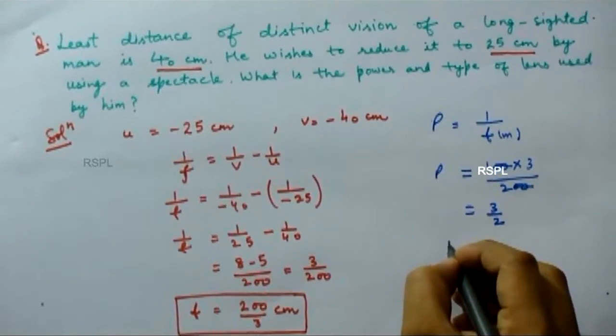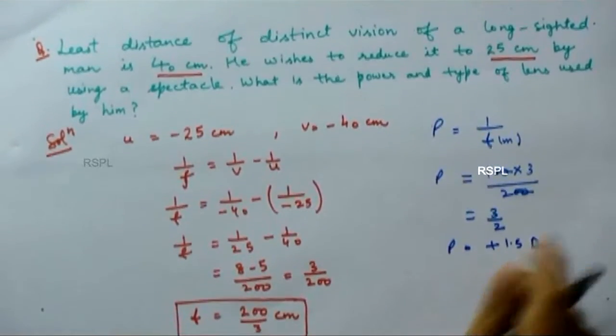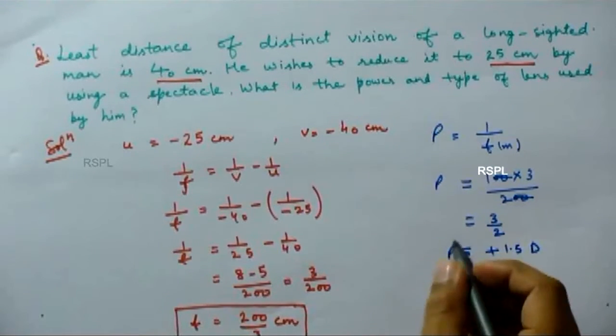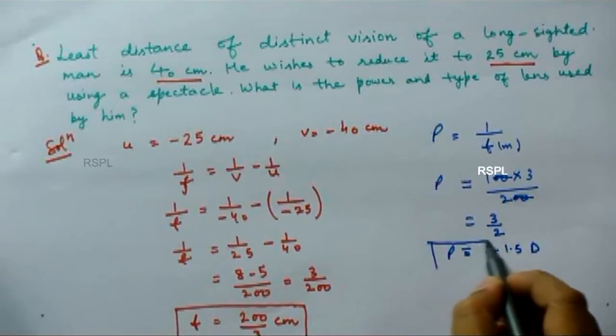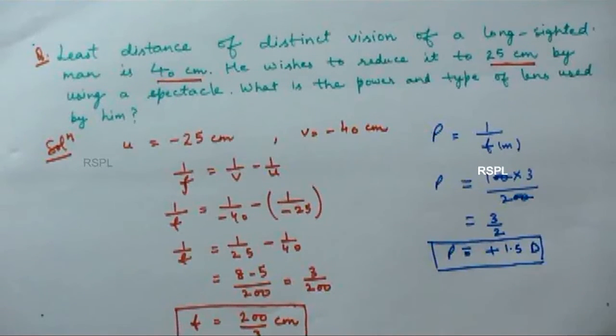So we have got the power of the lens as plus 1.5 diopters. This is the SI unit of power. So the power of the lens which should be used by him is plus 1.5 diopters.